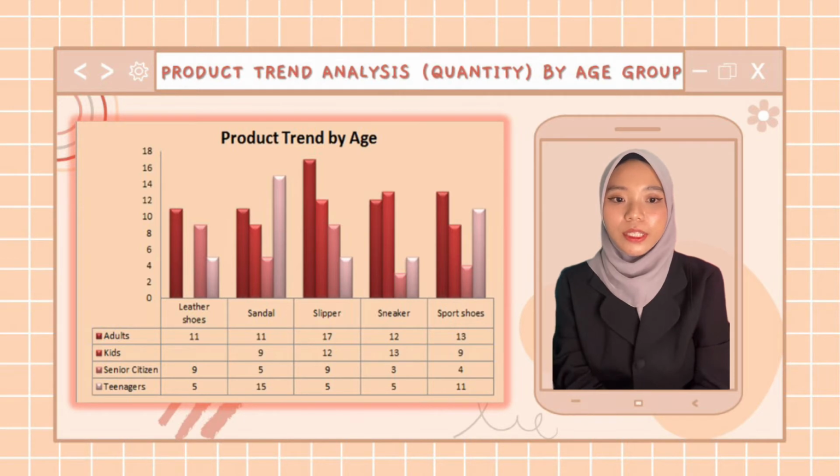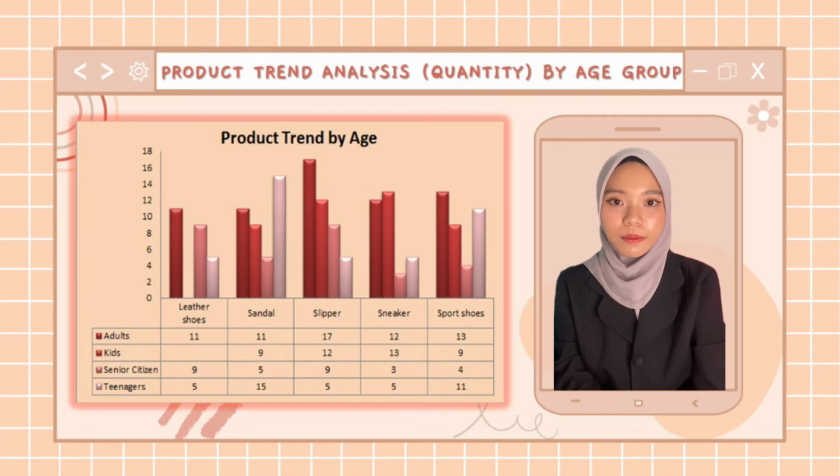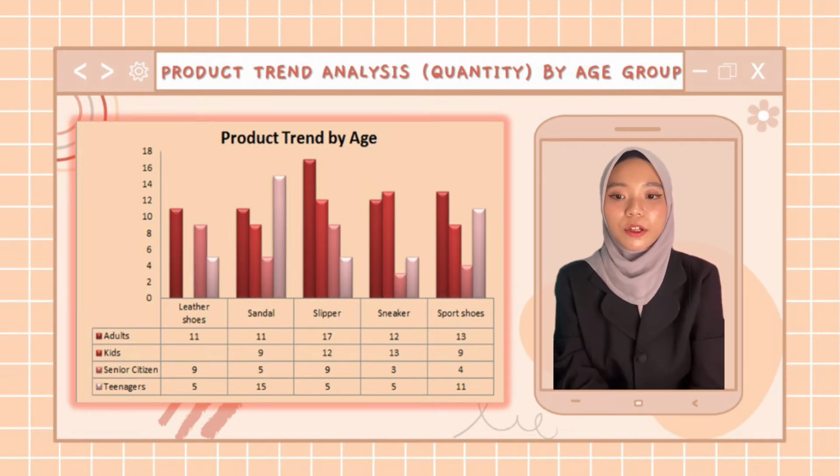From the chart, it shows that the highest number of requests purchased by adults is slippers. The total quantity of purchase is 17 units and the lowest number of requests purchased is leather shoes and sandals by 11 units for each type. This is because in the implementation of this MCO 2.0, everyone has to work from home to reduce the number of COVID-19 cases, and because of that, the demand for leather shoes is decreasing and the demand for slippers is increasing. For kids, the age range is from 3 years old to 12 years old.